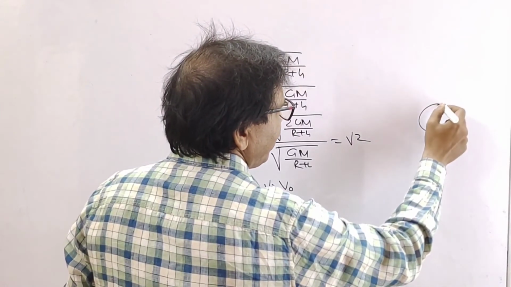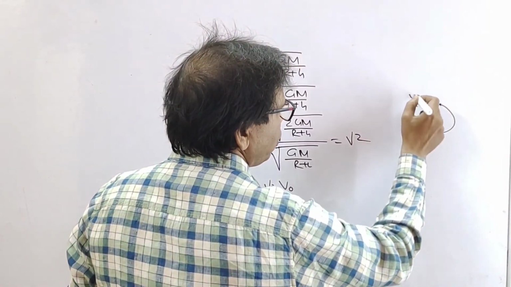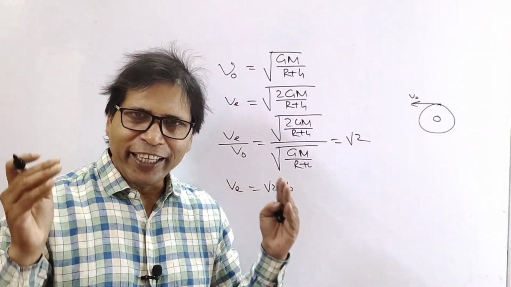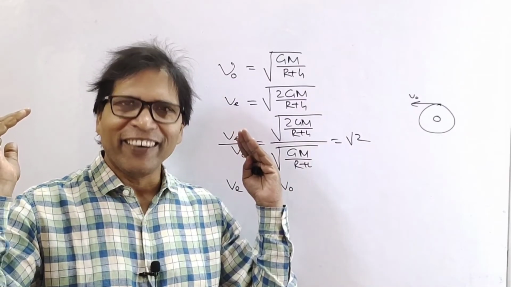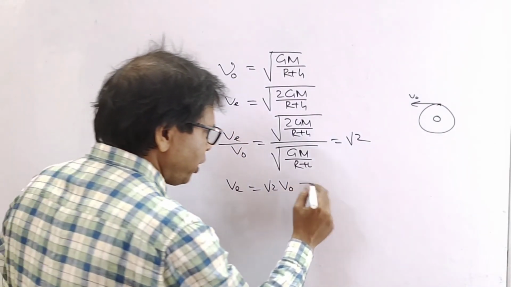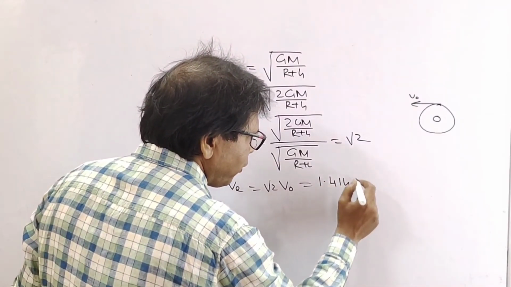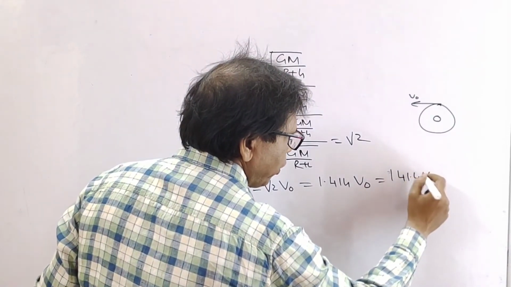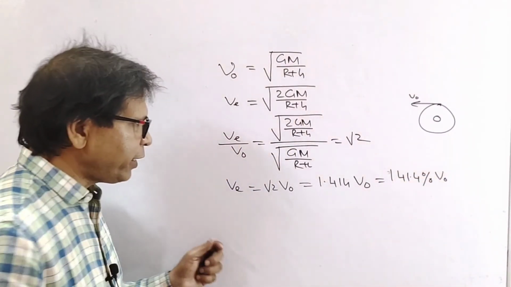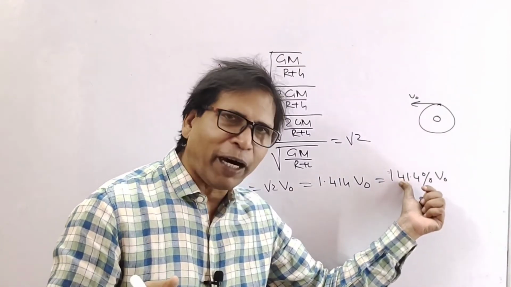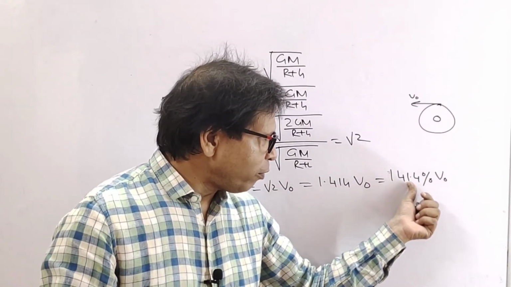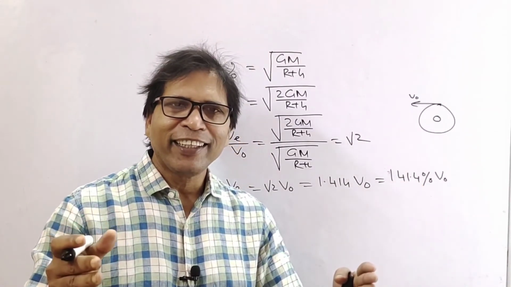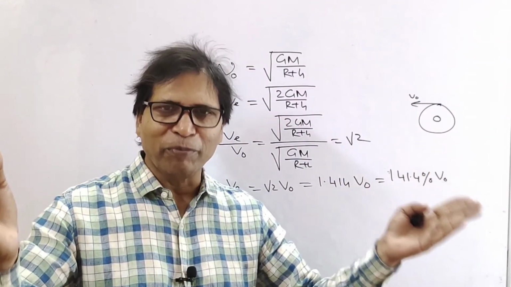Suppose this is a satellite. It revolves around the earth with velocity v0. If its velocity increases to root 2 v0, then it escapes away from its orbit. Okay, understood? Now root 2 means 1.414 v0, that is 141.4% of v0. That is, if the velocity of the satellite is increased by 141.4 minus 100%, that is 41.4%, then it escapes away from its orbit.